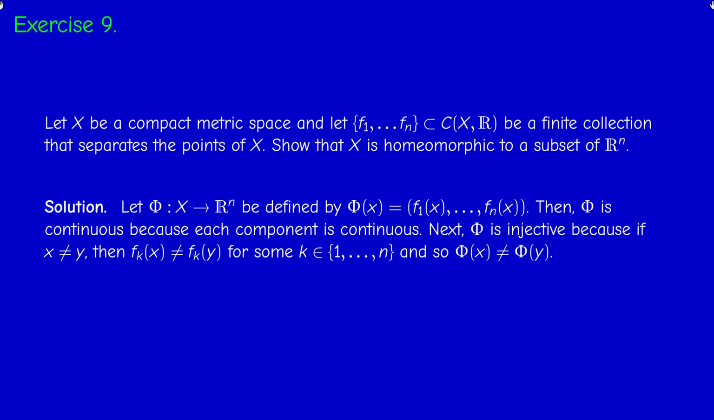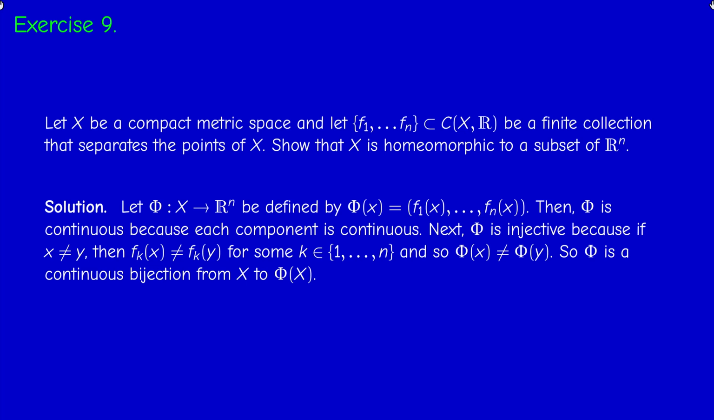Next, phi is injective because if x is different from y, then by assumption, since the collection f1, ..., fn separates the points of X, there exists one of them, fk let us say, such that fk of x is different from fk of y. So at least one component of phi of x will be different from one component of phi of y. So phi of x cannot be equal to phi of y. So this proves injectivity. Therefore, phi is a continuous bijection from X to its image.